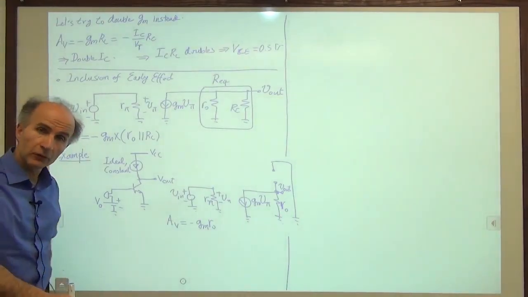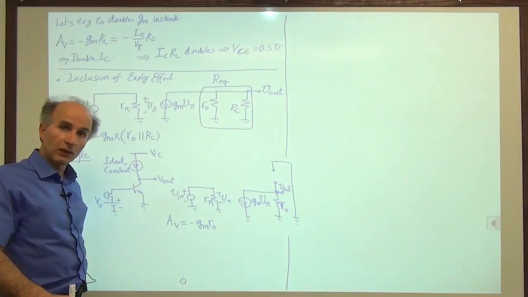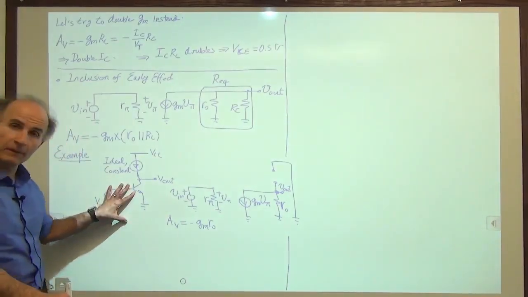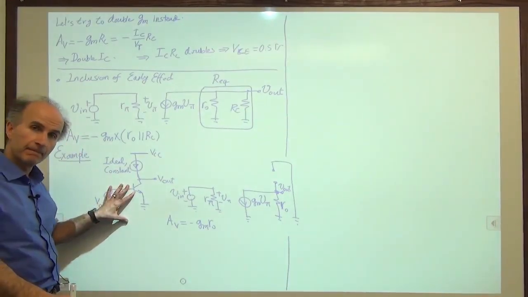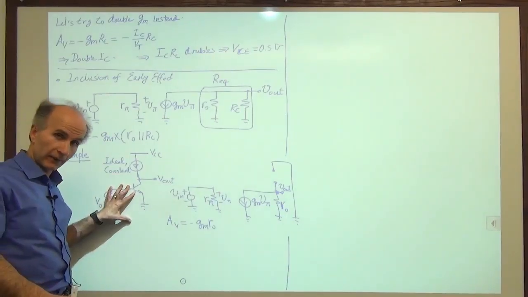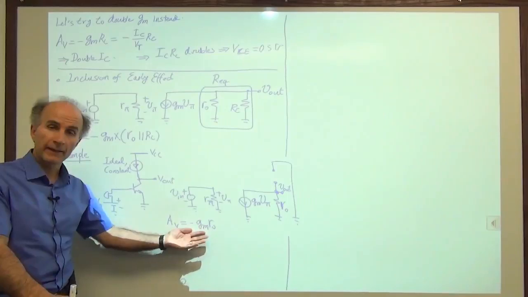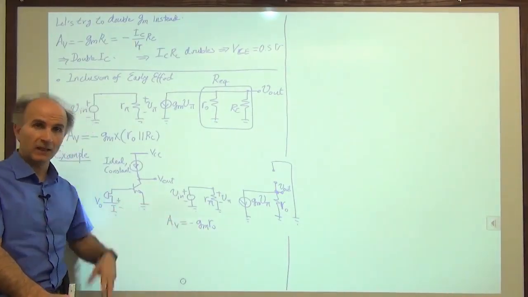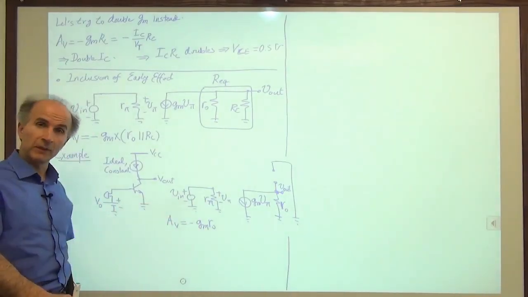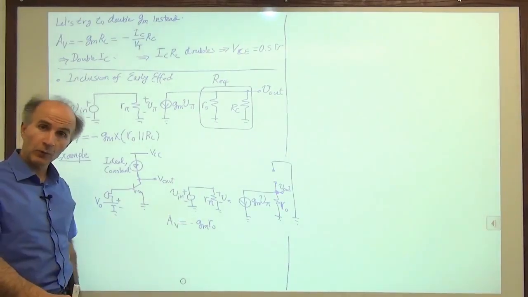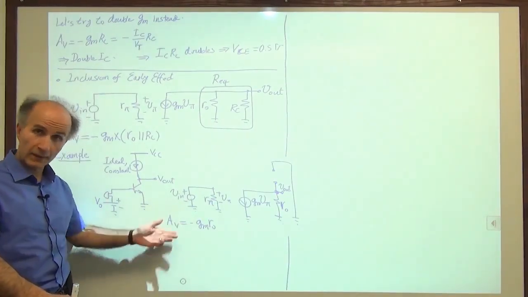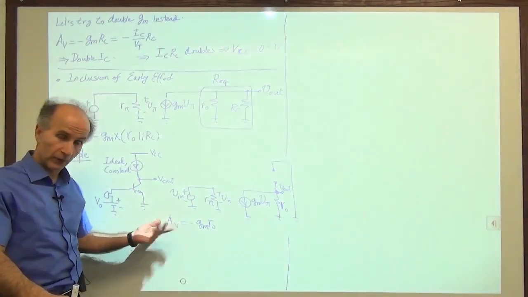Is it possible to neglect the early effect in this example? Well, if I neglect early effect, RO goes to infinity. So I go to my boss and say this circuit will give you infinite gain. And my boss will laugh at me because I have made a very poor approximation. So in this case, obviously, we have to include the early effect.